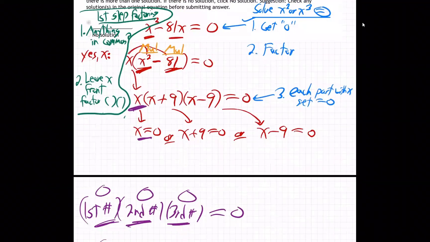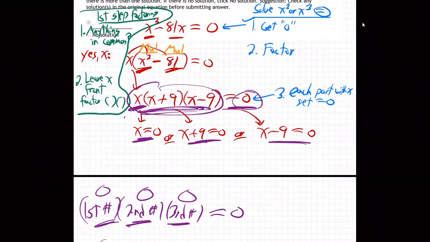Since we know they're multiplying to equal 0, that means logically the first one could be 0, or the second one could be 0, or the third one could be 0. That's the only way they're multiplying to equal 0. Makes sense? So this one's done. 0 is one of our answers.